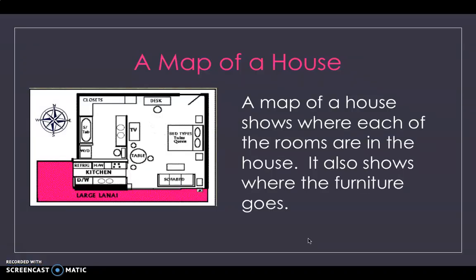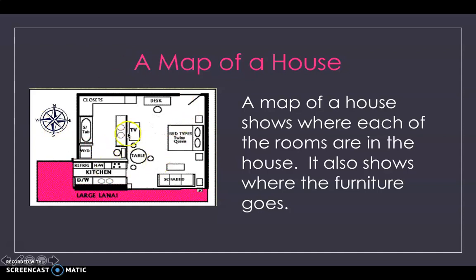The first type of map is a map of a house or even a bedroom. Now, a map of a house shows where each of the rooms are in the house, and it also shows where the furniture goes. Here in this map, we have a compass rose, which we are learning about, and that shows us the direction of where things are in north, south, east, and west. And lots of maps have what are called map keys or legends.